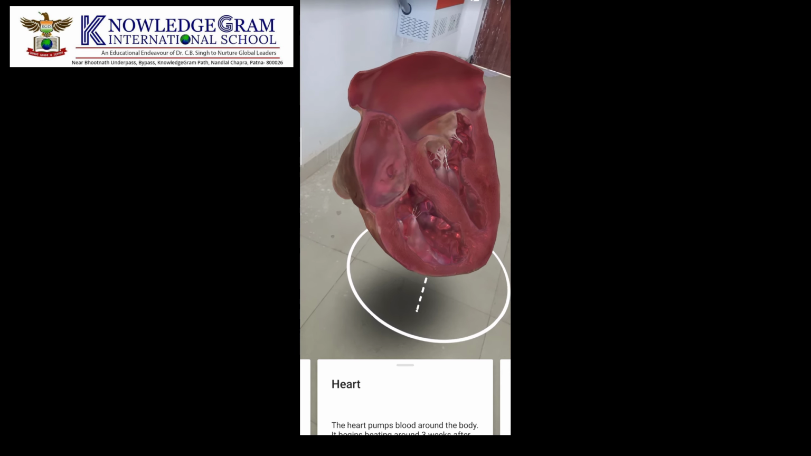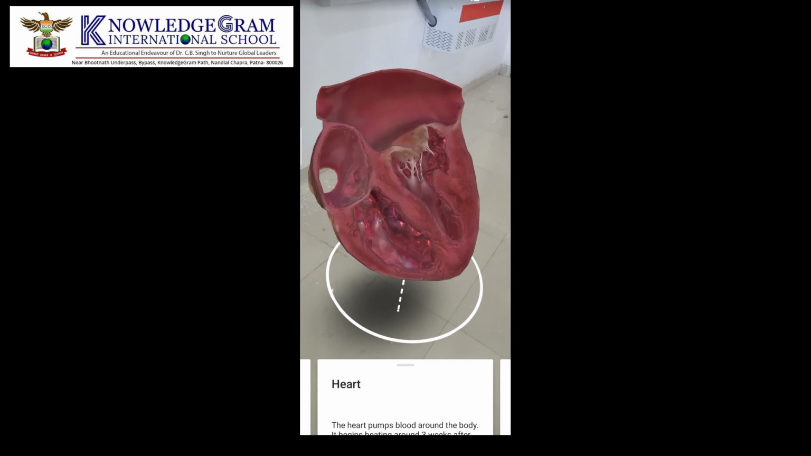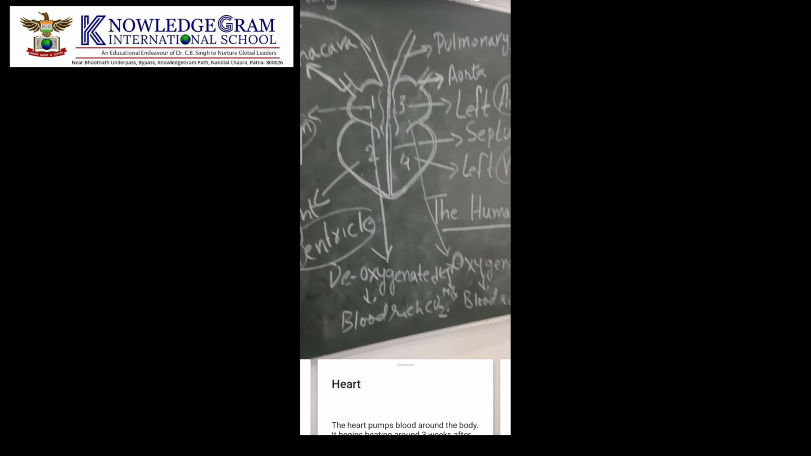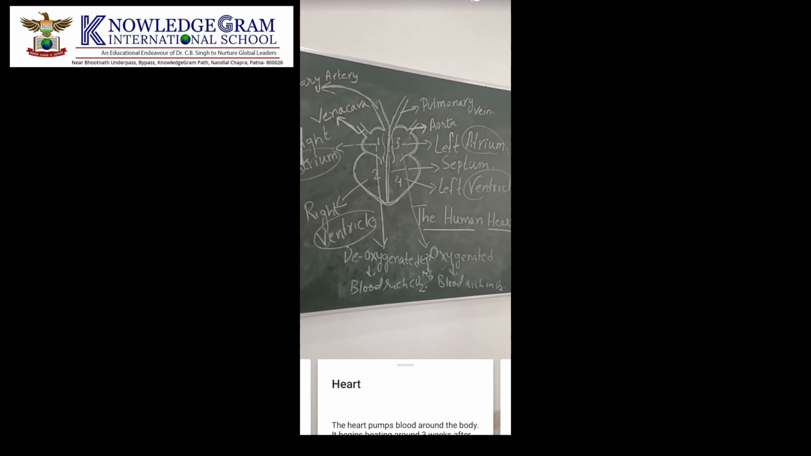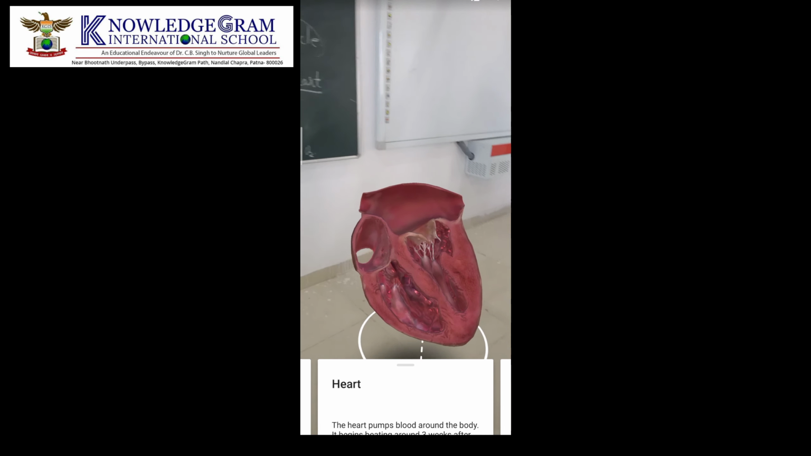So let's recapitulate. How many chambers are there? There are 4 chambers, and there is a wall called septum which is separating the heart into 2 sides, that is right side and the left side. Why? So that oxygenated and deoxygenated blood do not get mixed with each other.